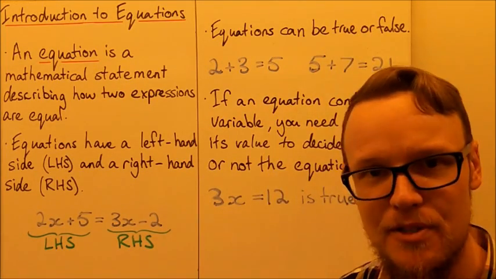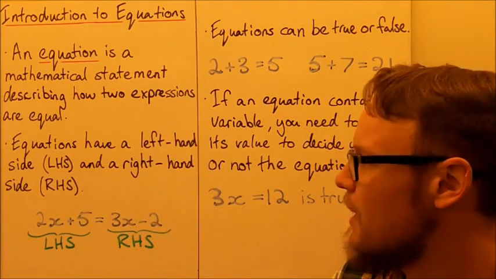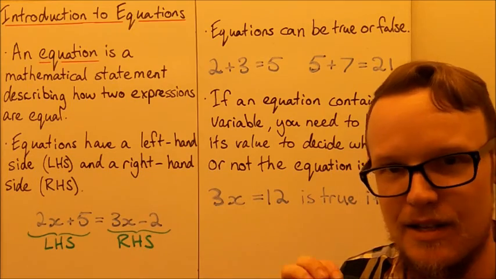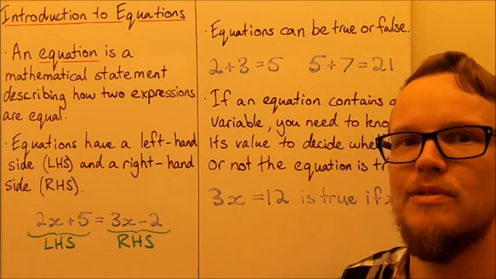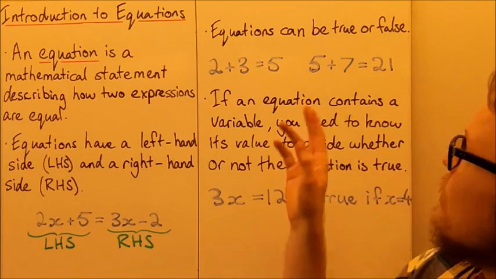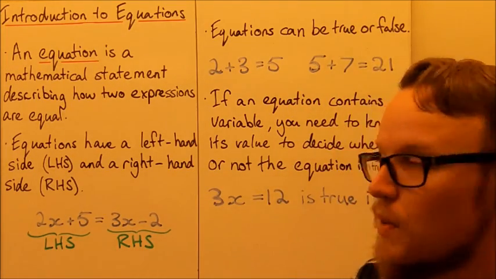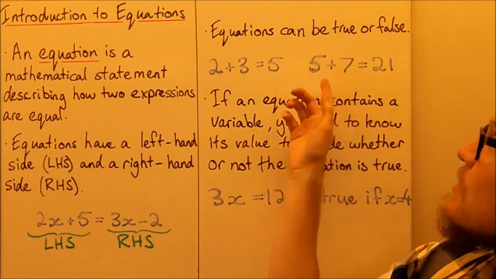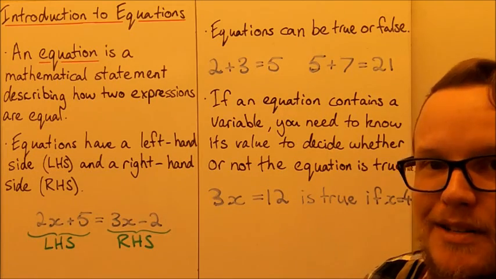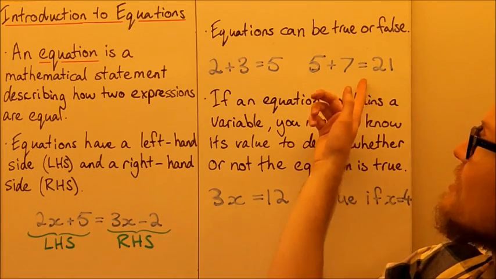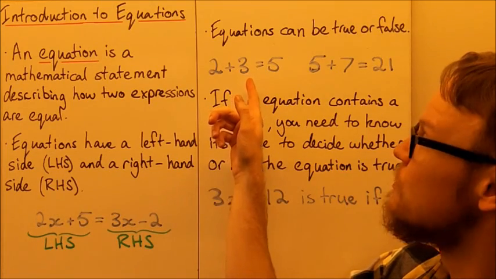Equations can be false as well. That's when the scales are unbalanced. So that's when it's a statement that's not true, it's false. The left-hand side is not equal to the right-hand side. So for example here, 5 + 2 = 12. That is not the same value on the left-hand side as we have on the right-hand side of our equation. So this is a false equation. This equation here is true.